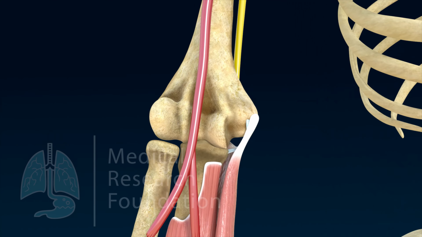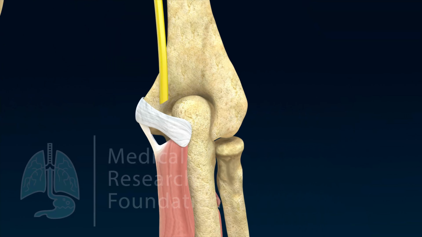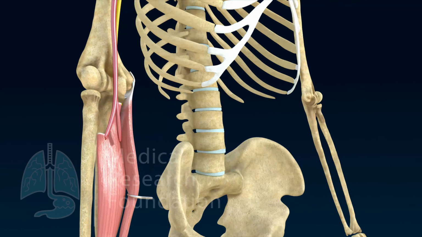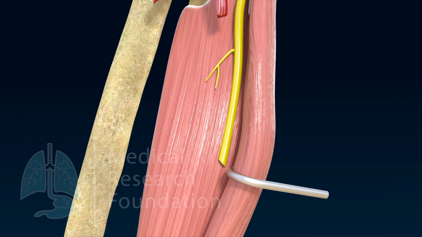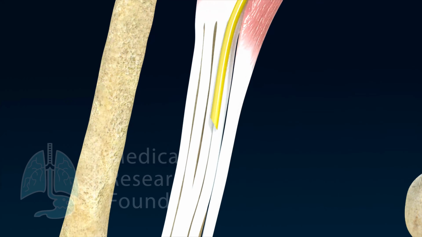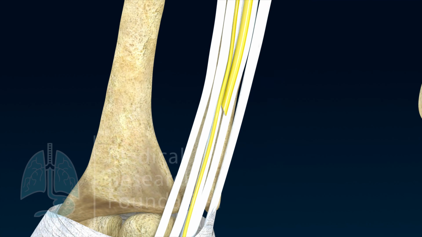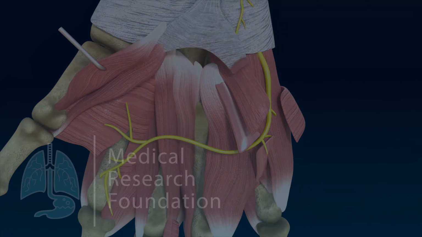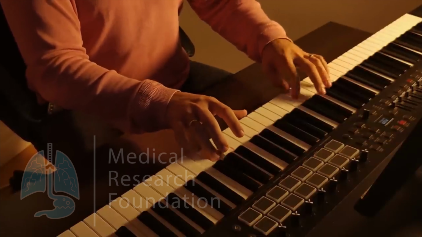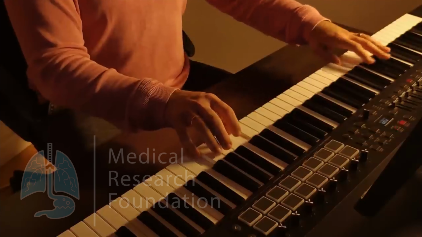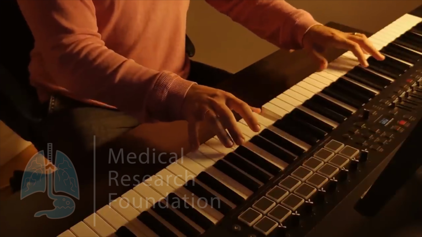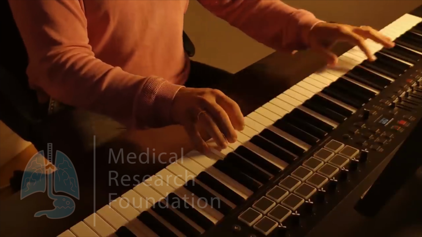The ulnar nerve is often referred to as nerve of fine movements or musician's nerve because it innervates most of the intrinsic muscles of the hand that are involved in the fine, intricate hand movements as required by the musicians while playing musical instruments.